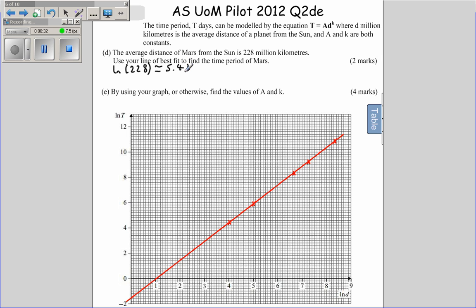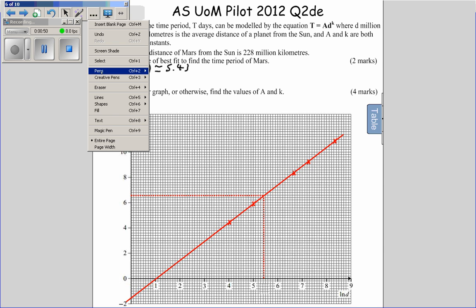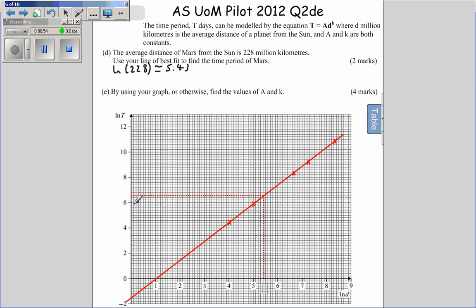5.43. So on our x-axis here, we look up 5.43 and draw a line straight up to hit our line of best fit. From there, we draw a line across to the y-axis and get our value out. Remembering the increments on the y-axis are going up in 0.2s, that's about 6.6.